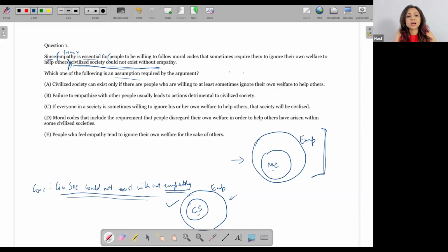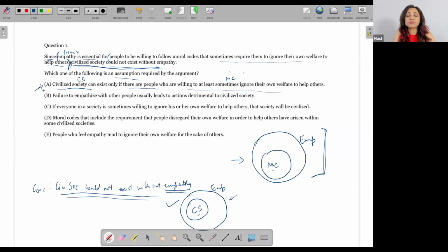So A says civilized society can exist only if there are people who are willing to at least sometimes ignore their own welfare. So we are talking about the entire thing: people who are willing to follow moral codes that sometimes require them to. Essentially, this is the same MC that they are talking about. So here they are saying civilized society, so CS, can exist only if this whole thing, which is MC. So this is saying MC is necessary for civilized society.